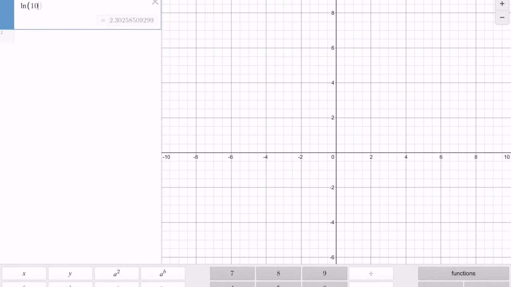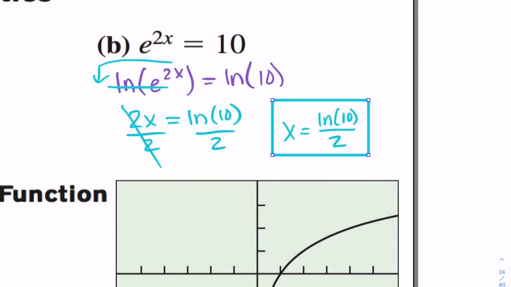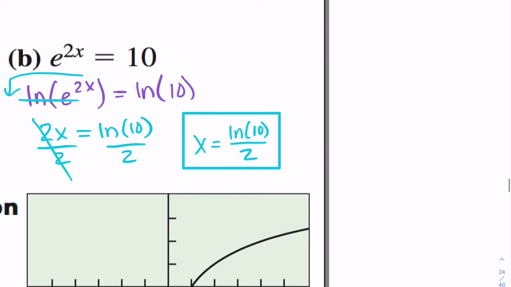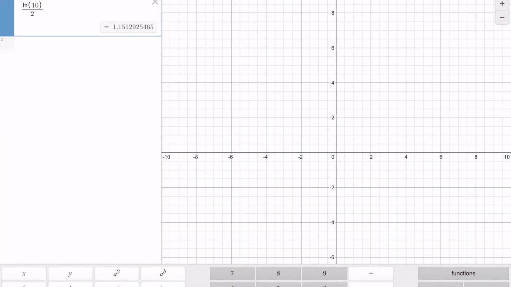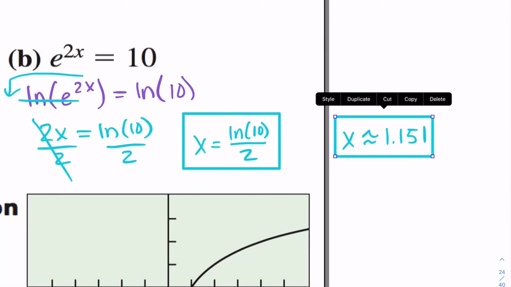So the ln of 10 all divided by 2 is 1.151. So x equals that, but x also approximately equals 1.151. Is that what I got? Yep. And there we go.